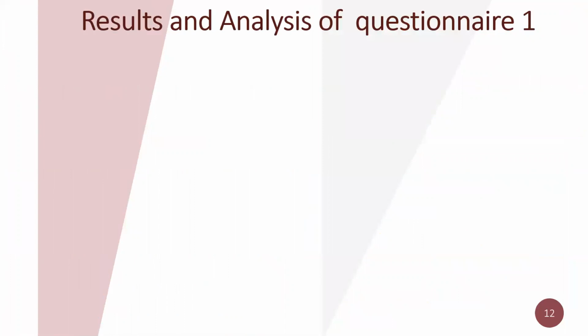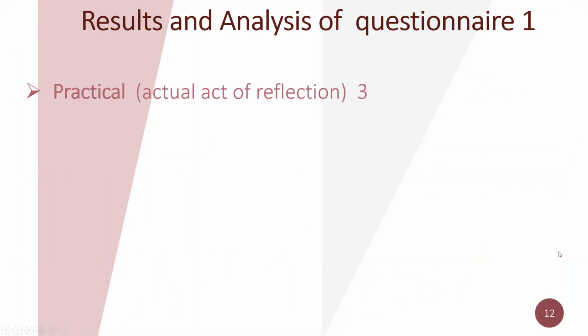If we look at a purely quantitative analysis of the results, the average score on this Likert scale of 1 to 5 are the following. At a practical level, this is what you actually do in your reflection strategies. The average score was a 3, right in the middle. There were 2 areas here that scored quite low. 2 of the 6 questions scored quite low.